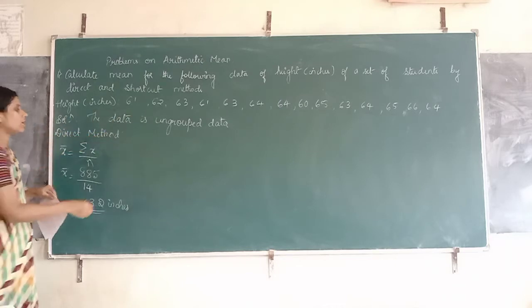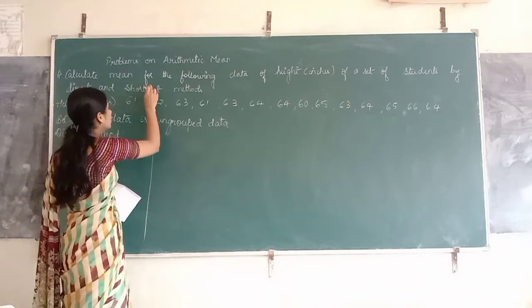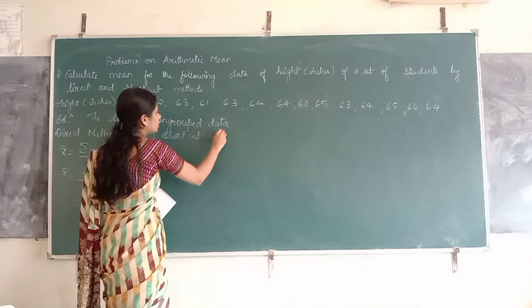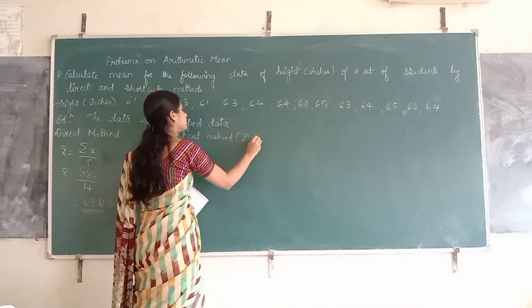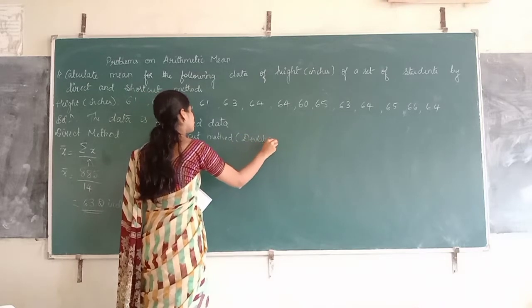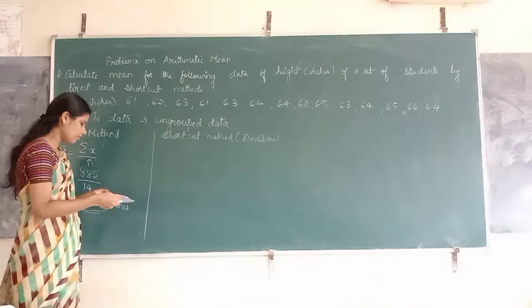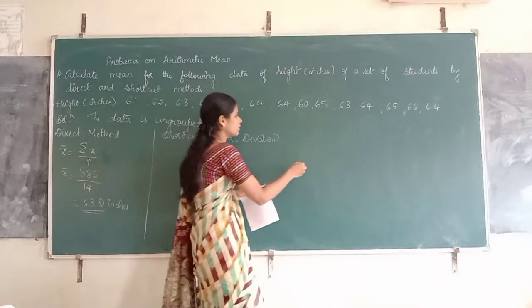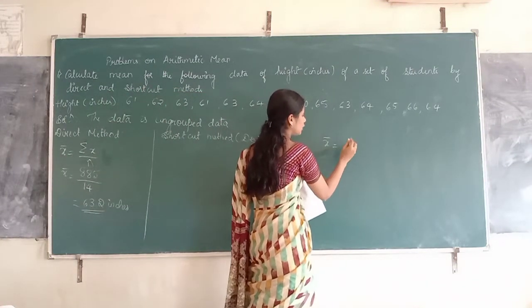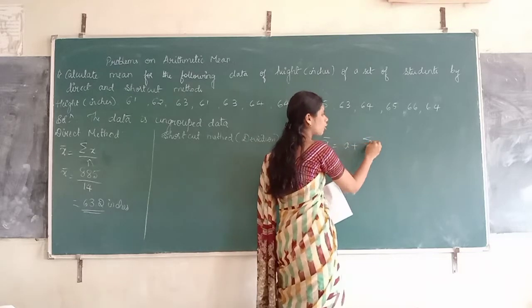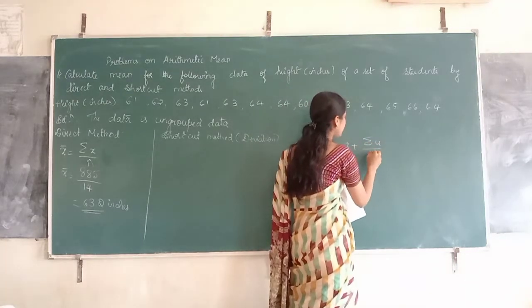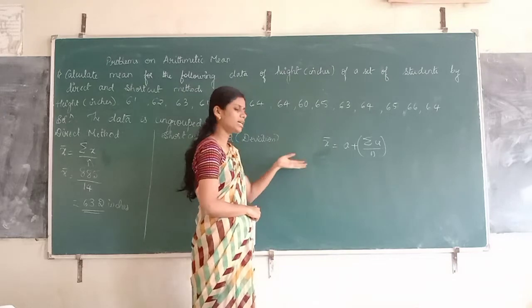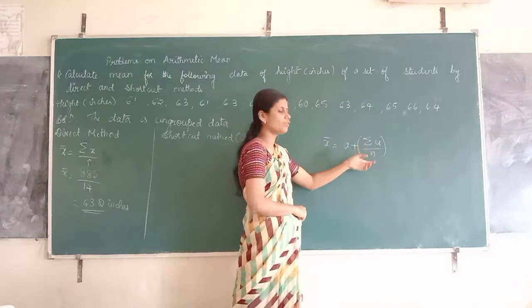Now we are going to solve mean under deviation method or shortcut method. It is also called as deviation method. So what is the formula under shortcut method? So the formula is x bar is equal to a plus summation of u divided by n. So this is the formula of mean under deviation method or shortcut method. X bar is equal to a plus summation of u divided by n.